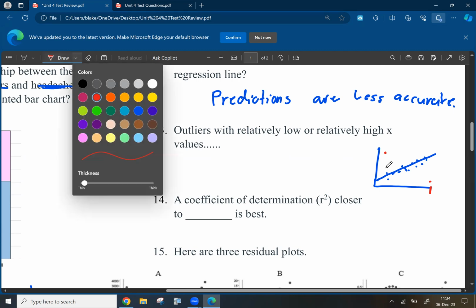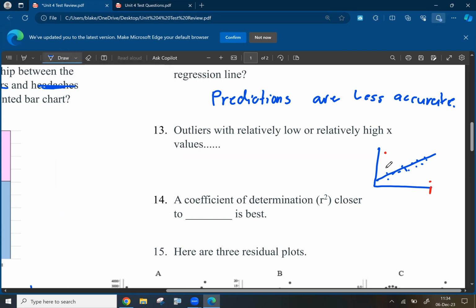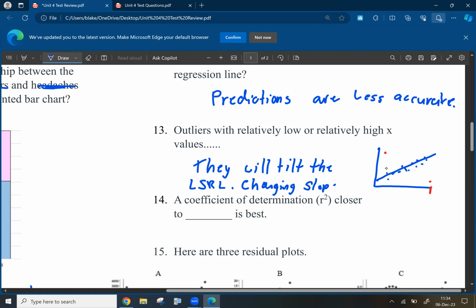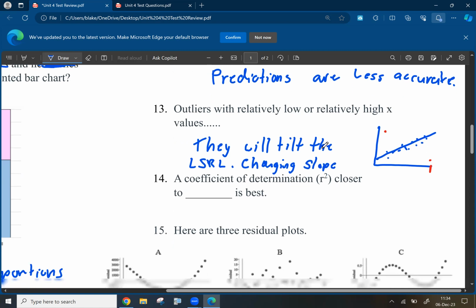So that's the big thing here, that those outliers on the edges have a strong influence on the slope of the line. They will tilt the least squares regression line, essentially changing the slope. Yes, the y-intercept will change a little bit too, sure, but the changing of the slope is the big thing.